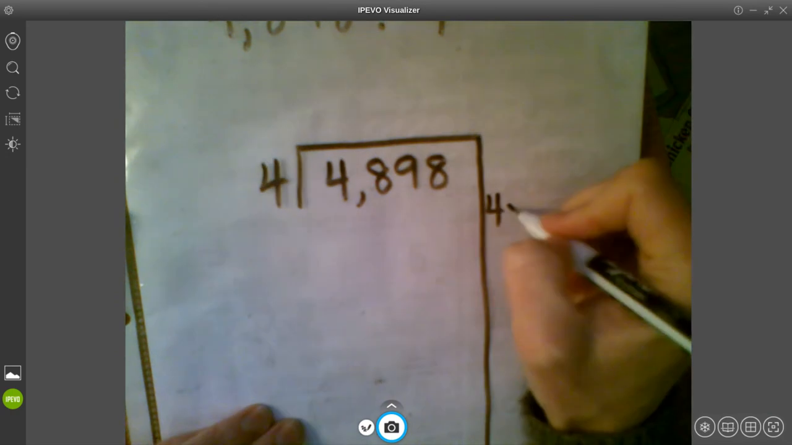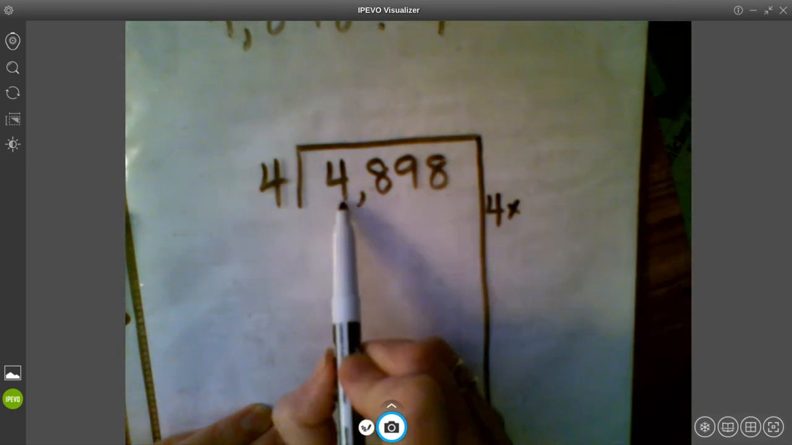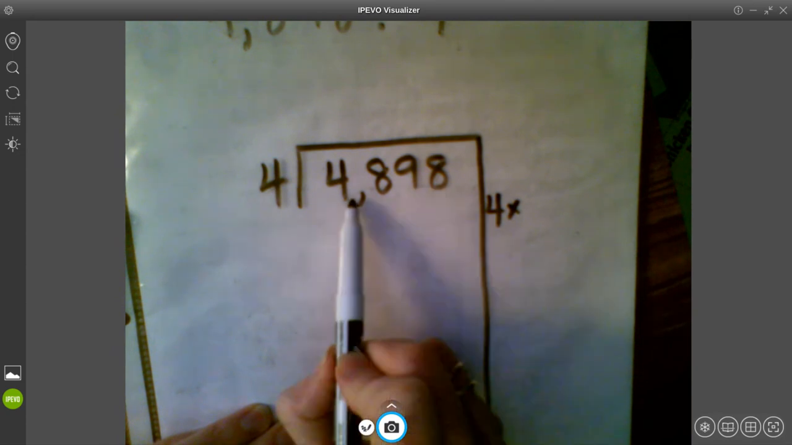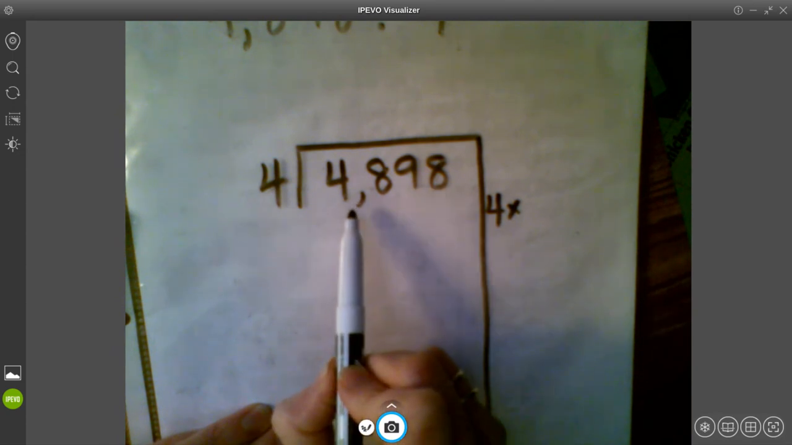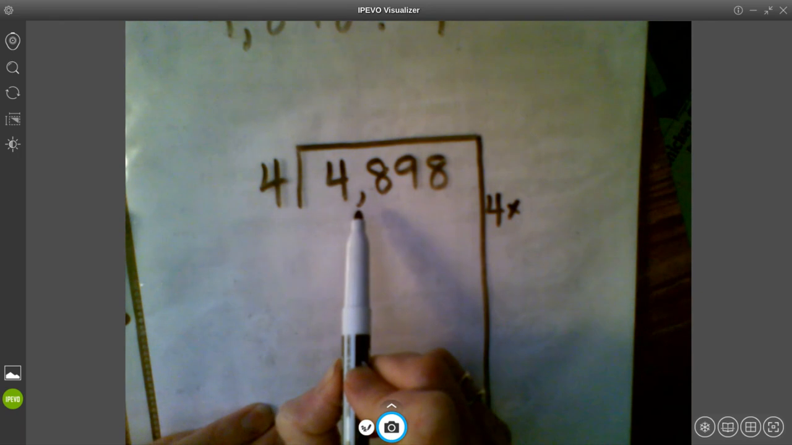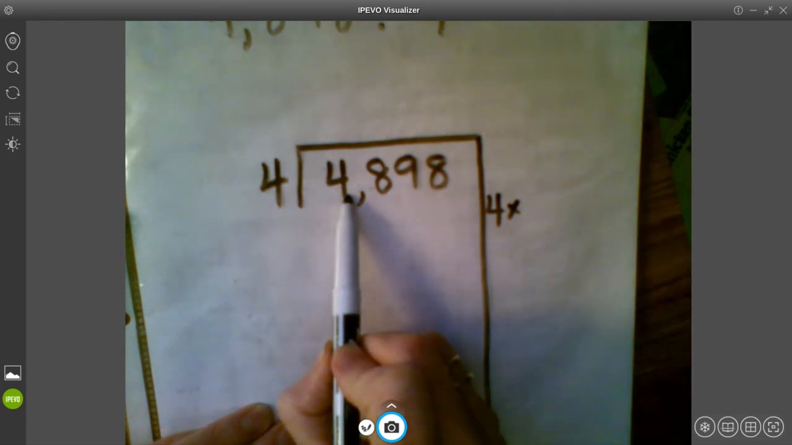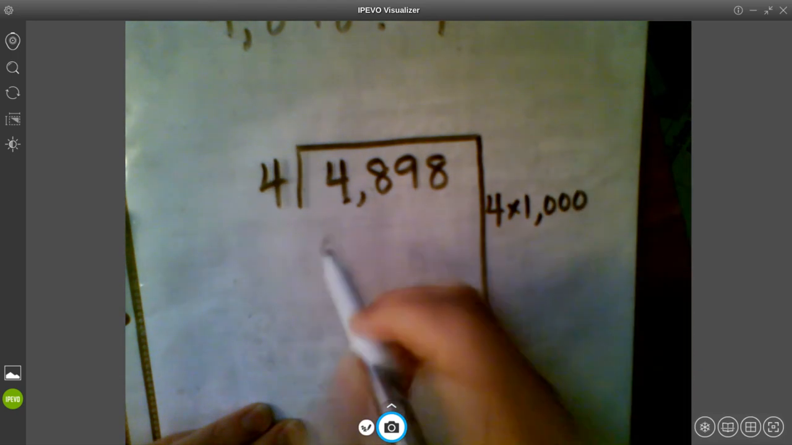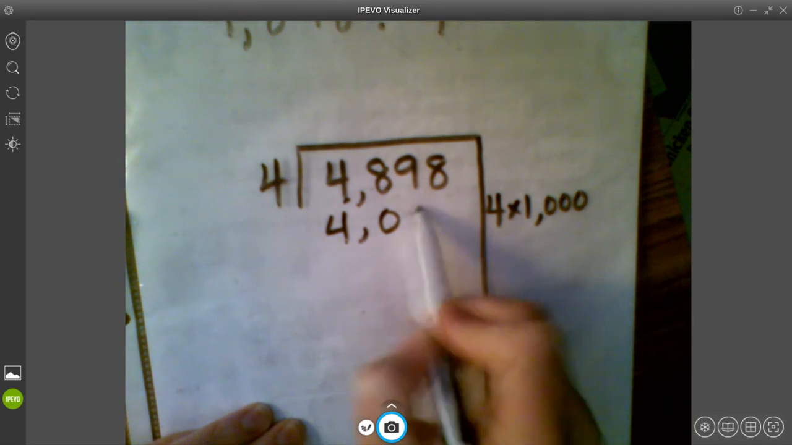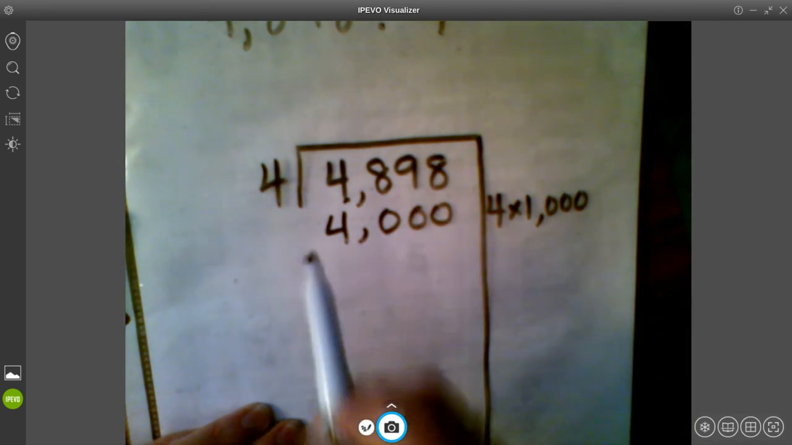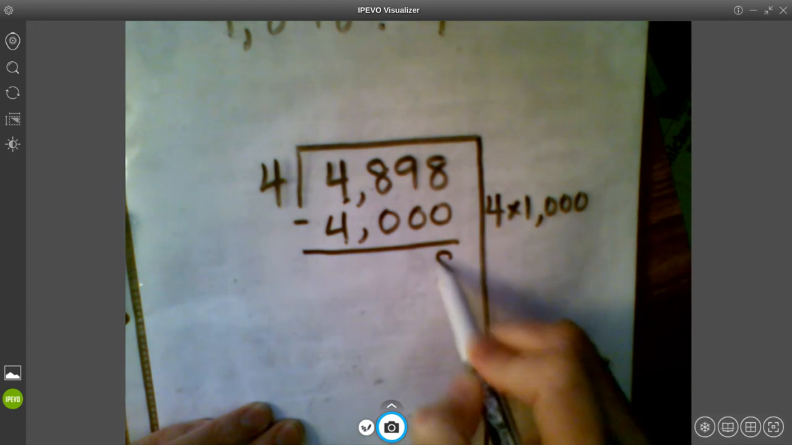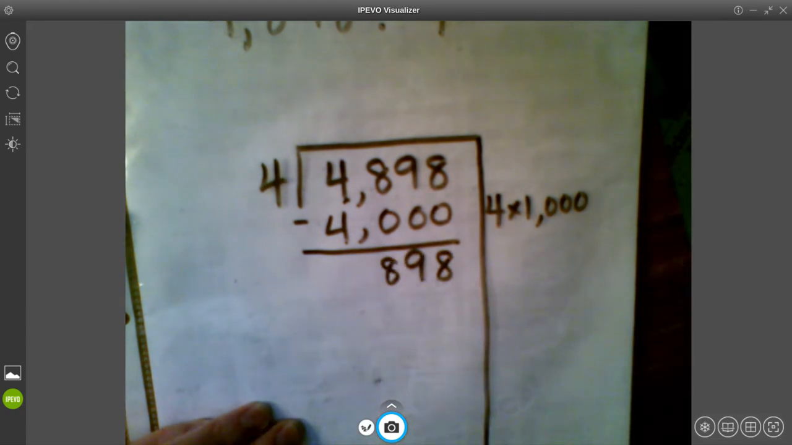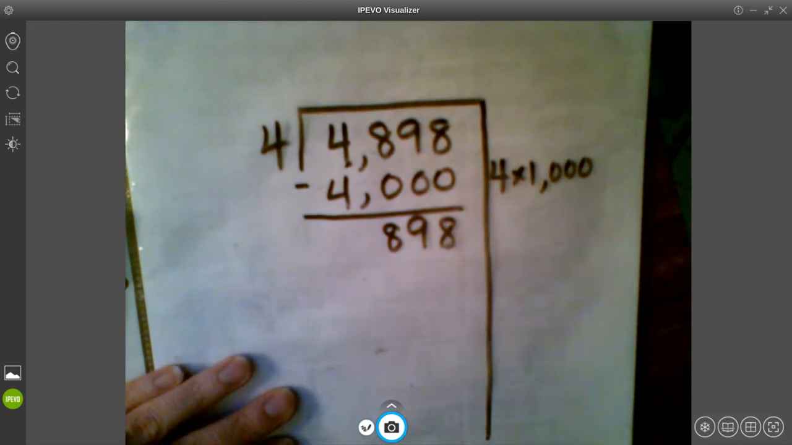Okay, we start by thinking 4 times something gets us close to 4,898 without going over. 4 times 100 is 400. That's not very close. Ooh, 4 times 1,000 is 4,000. That's closer. There we go. Let's subtract and see what's left. 898 left. Okay. So 4 times what is close to 898?